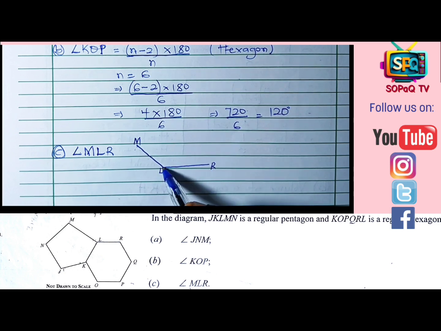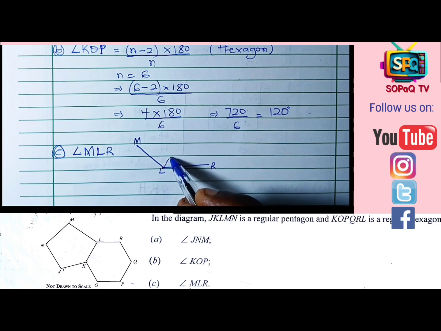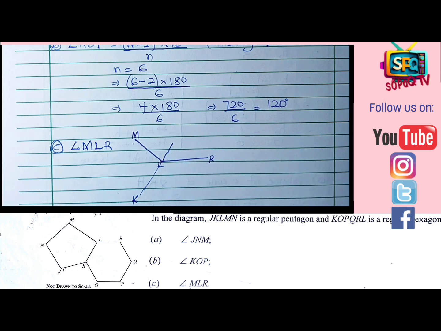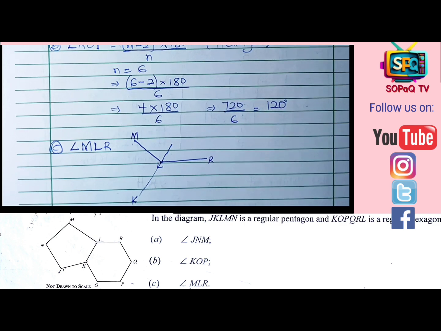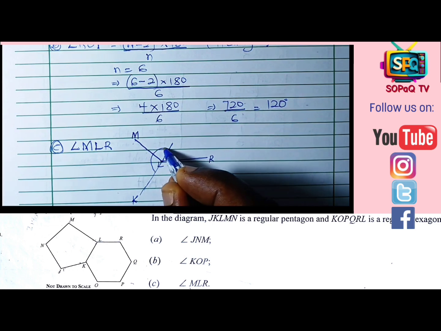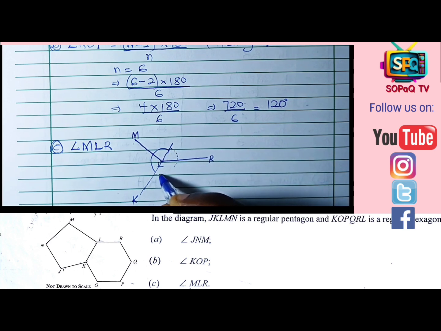An exterior angle where the line KL is dividing through. The line KL is dividing through. So that one can be interpreted as an angle on a straight line for this and another angle on a straight line.